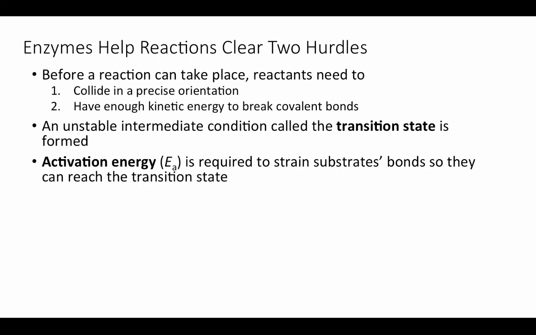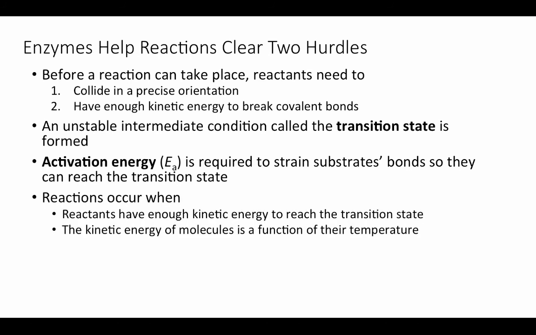So the energy required to get over this hurdle, to be able to get up to this unstable high energy transition state, is called the activation energy. So the activation energy is required to strain the bonds of those reactant molecules so that they can reach this transition state, to break those bonds and reach this high energy state. So the reactions occur when the reactants have enough kinetic energy to reach that transition state.